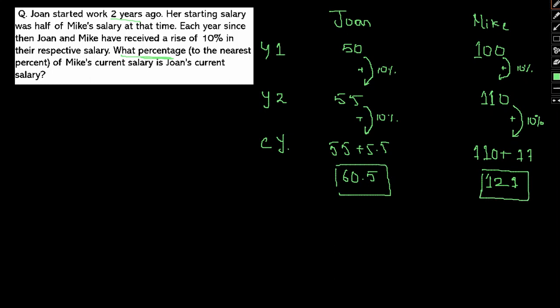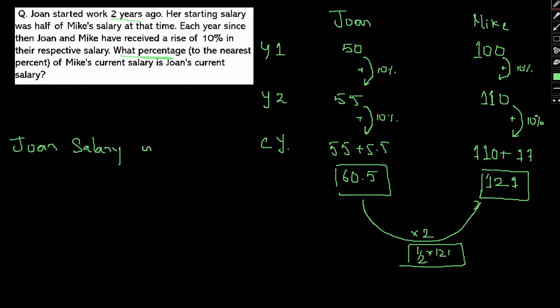Now notice one thing, 60.5, if we multiply this by 2, it gives us 121. That is, 60.5 is exactly half of 121, right? Therefore, John's salary is 50% of Mike's current salary. 50% will be our answer. So I hope this is clear to you.